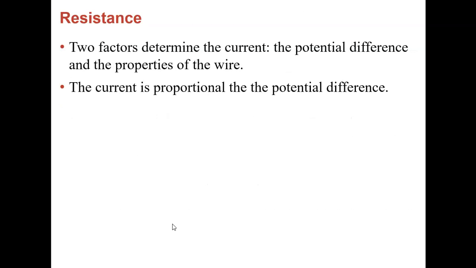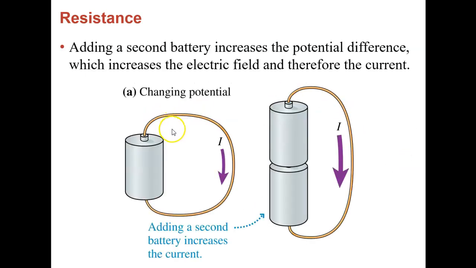There are two things that determine the current: the voltage, and the properties of the wire. The bigger the potential difference, the bigger the current. So adding a second battery increases the potential difference, which increases the electric field, which makes more current.